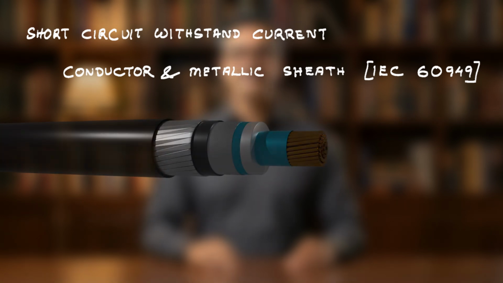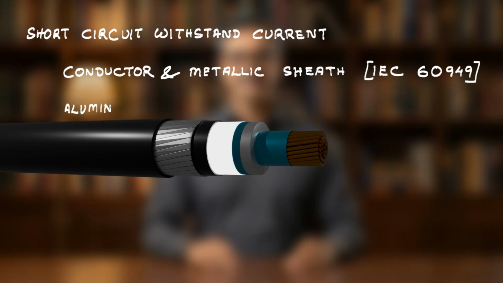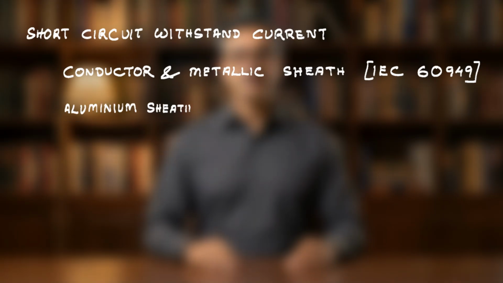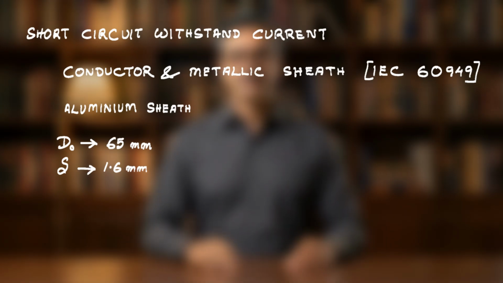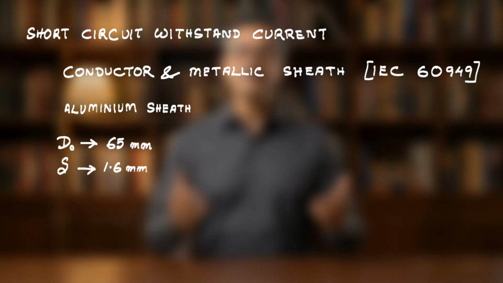Now let's move one step further. The cable we selected can be considered as an aluminium sheath cable. The outer diameter of the sheath is 65 millimeters and the thickness of the sheath is 1.6 millimeters. Our next task is to calculate the short circuit current of this sheath. We will follow the same approach as before and we will use the same formula. But this time, we will replace the conductor area with the cross-sectional area of the sheath.